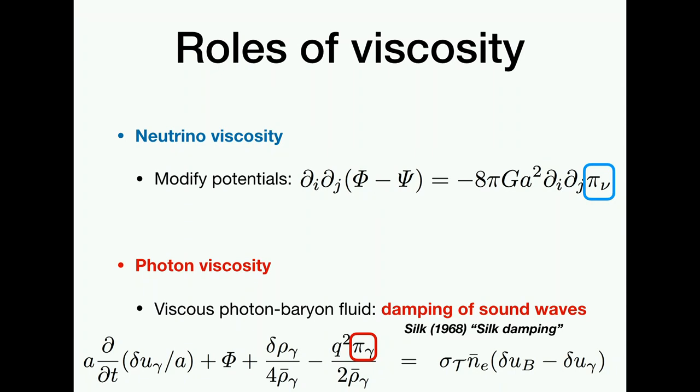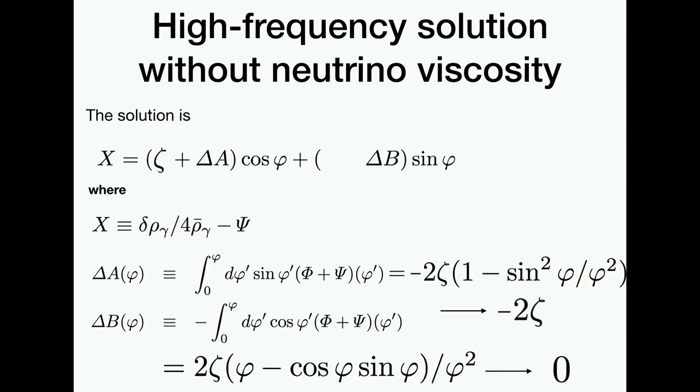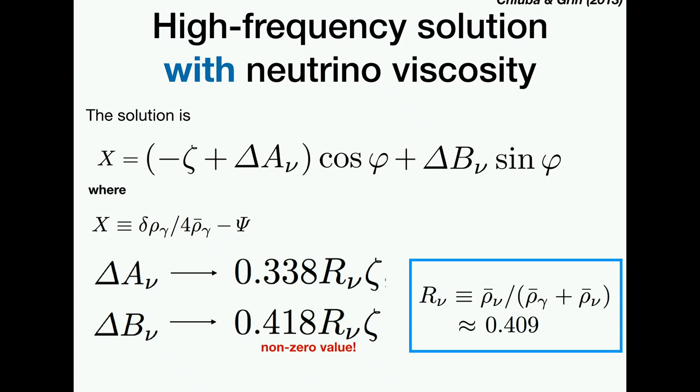Now, let's take the viscosity. There are two viscosities. One is coming from neutrinos. Another is coming from photons. Let's look at the neutrinos. Neutrinos change the relationship between phi and psi. So that gives you an important effect. Before, we sort of made phi and psi equal. That's how we solved this equation and got some factors. This is without neutrino. Once we include neutrinos, then the solution picks up extra terms, and these extra terms do not vanish in the high frequency limit. So this delta B, delta A pick up non-zero values in the high frequency limit.